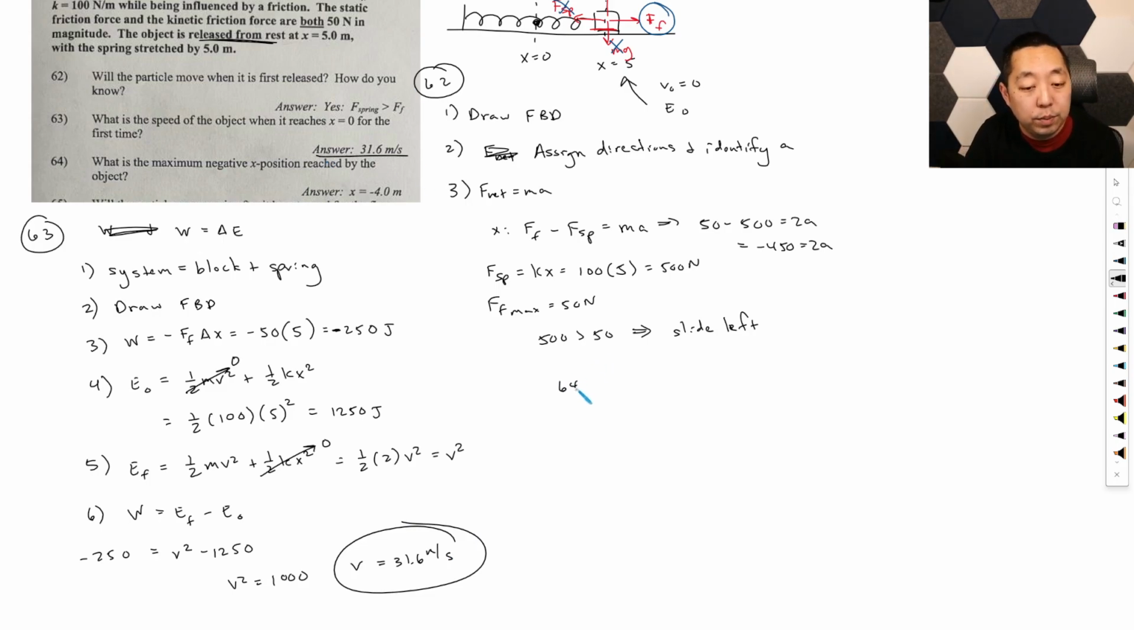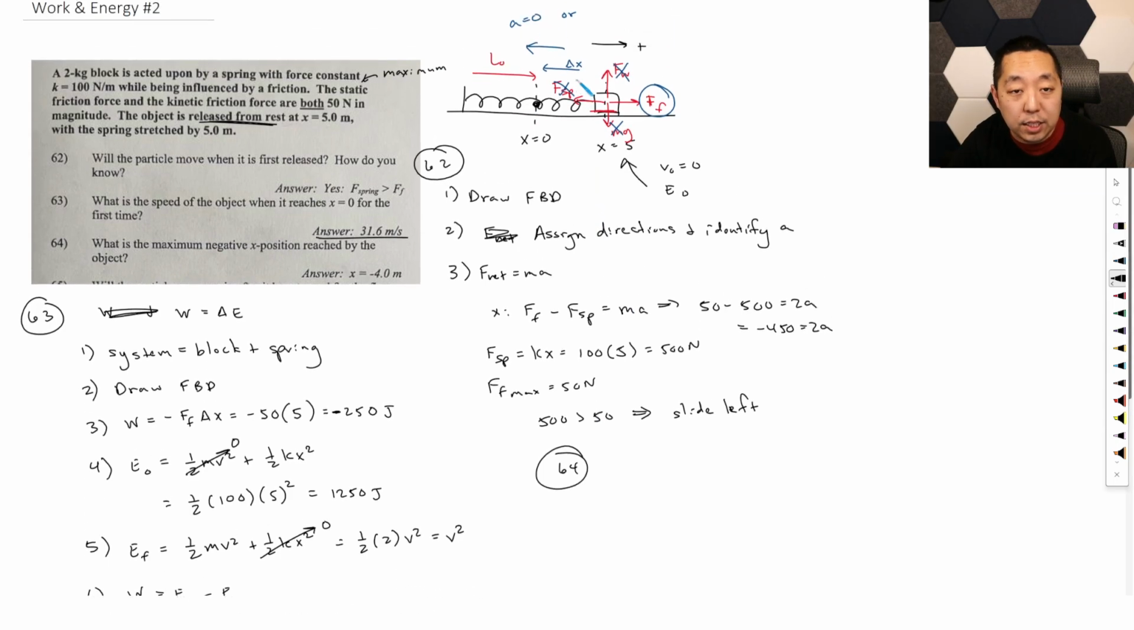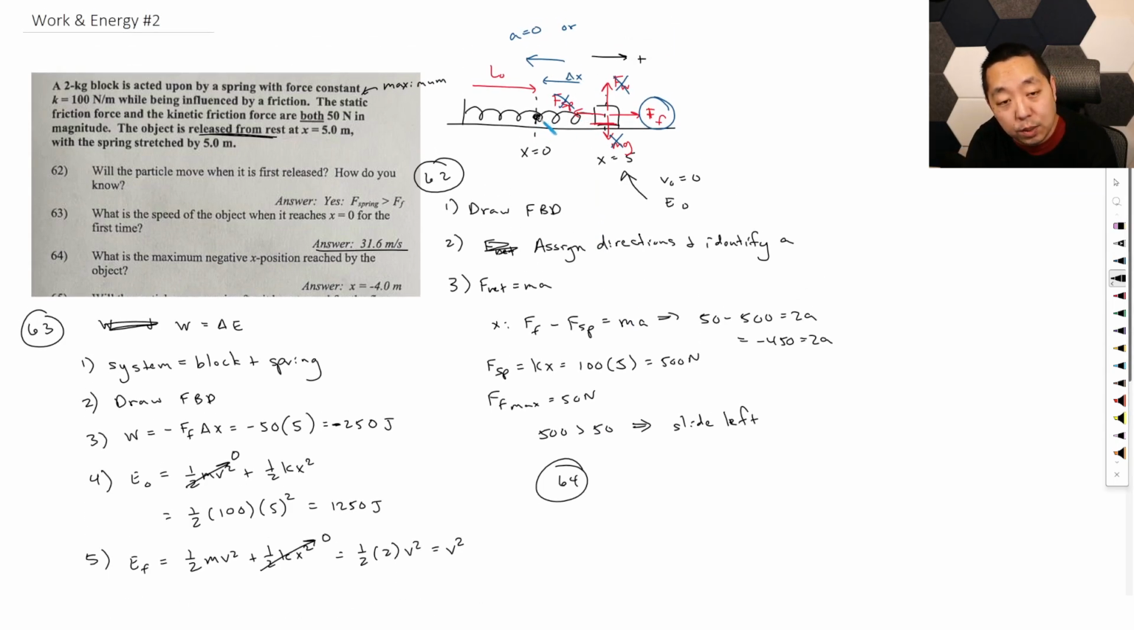All right, 64. What's the maximum negative x position reached by the object? Okay, so now what we're going to say is it's going to keep going, because it has some speed here. It's going to compress, and it's going to come to some point here. And we'll call this x. I want to know what that is. We use a different letter, we use d, just to not confuse it with the coordinate system. So we'll call this d. D is the distance. I would like to know what that is.